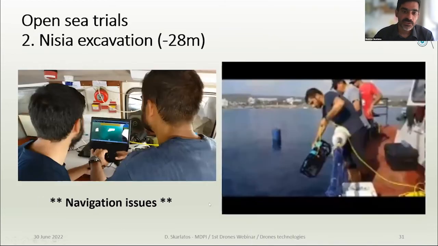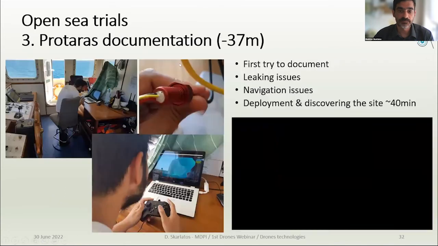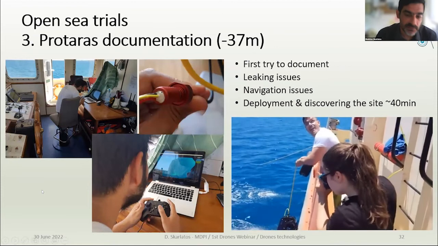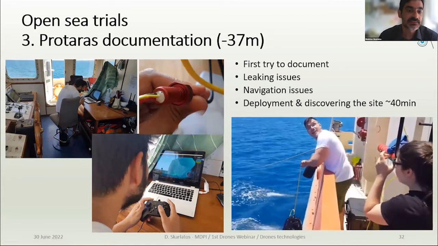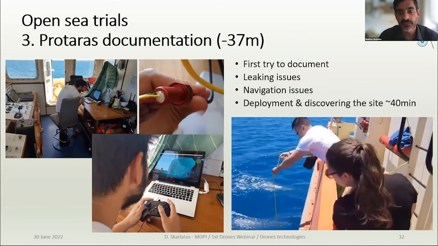We faced the same issues when we used it in Ischia, at 28 meters depth. We faced the same navigation issues, so you need the downline to follow, at least, in order to go down near the wreck and try to record it. But the best application we had was in Protaras at 37-meter depth.